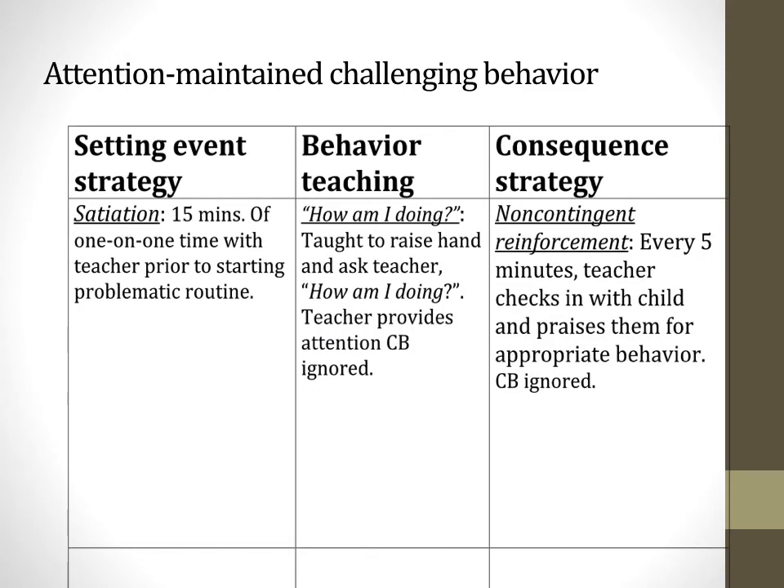So this is the second example. If the problem behavior is maintained to gain someone's attention, the setting events strategy or antecedent strategy can be satiation. So you provide enough attention before the problematic routine starts. Or you can directly teach the alternate or desired behavior while the problem behavior is ignored. And for the consequence strategy, maybe you can use a systematic reinforcement schedule. We'll talk about this schedule later.